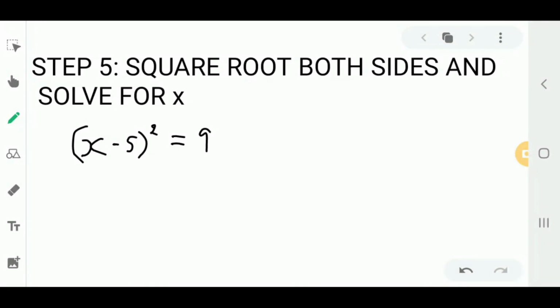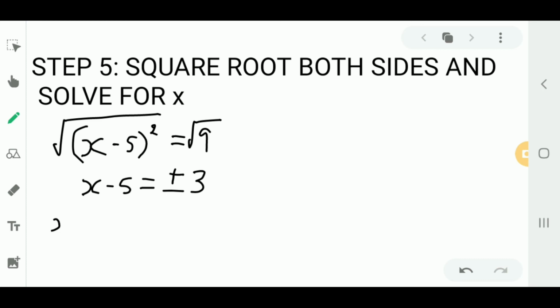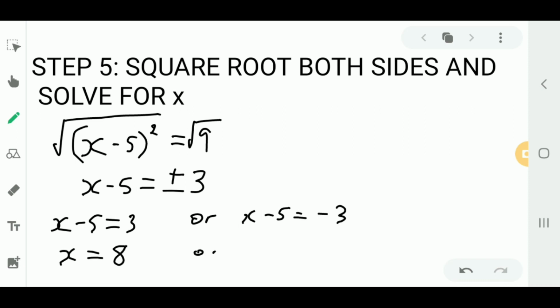So now step 5 says square root both sides and solve for x. So we square root both sides to get rid of the square on the left side. And anything you do to one side, you do to the other side. So now we have x minus 5 is equal to, whenever you find the square root of a number, you always get the plus and the minus of that number. And the square root of 9 is 3. However, bear in mind, you cannot find the square root of a negative number. So what we do now, we split it. So we have x minus 5 is equal to positive 3, or x minus 5 is equal to negative 3. That means x is equal to positive 8, or x is equal to 2.